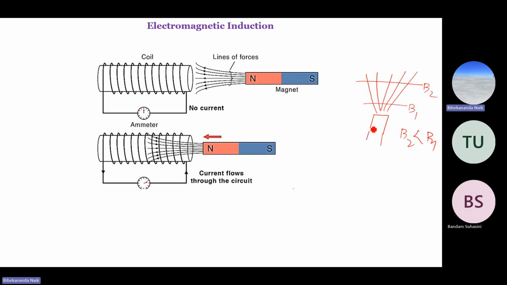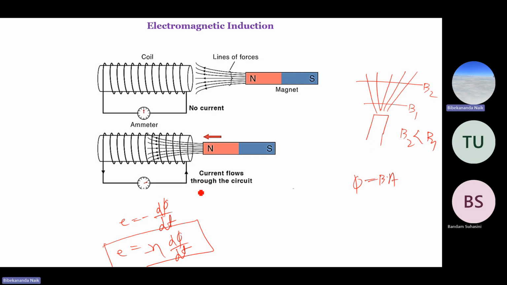We know flux is related to the magnetic field, because phi is equal to B into A. So the flux also changes. Due to this change in flux, an EMF is induced, and that EMF is given by the formula epsilon is equal to minus d phi by dt. If the coil has N number of turns, then it will be minus N d phi by dt. So this is the formula for EMF. Now, how does the negative sign come? The negative sign comes due to Lenz's law, which is in accordance with the conservation of energy.